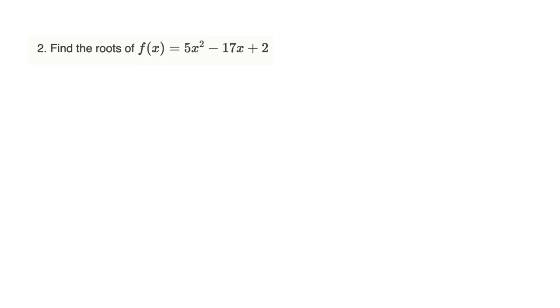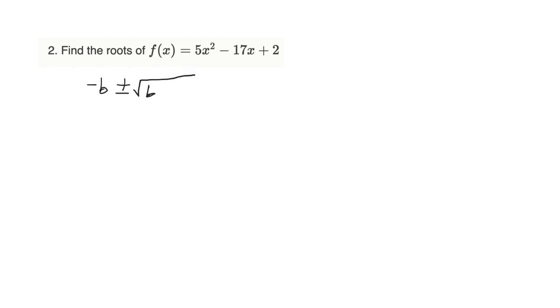Moving on to question 2, we're going to find the roots for f of x equals 5x squared minus 17x plus 2. For this one, we're not going to want to factor it because that would just be a real pain. We have a 5 as a coefficient on the x squared term, and negative 17x really just does not seem pleasant to try and factor. So rather than that, we're going to use the quadratic formula, which states that the roots of the equation are equal to negative b plus or minus the square root of b squared minus 4ac all over 2a.